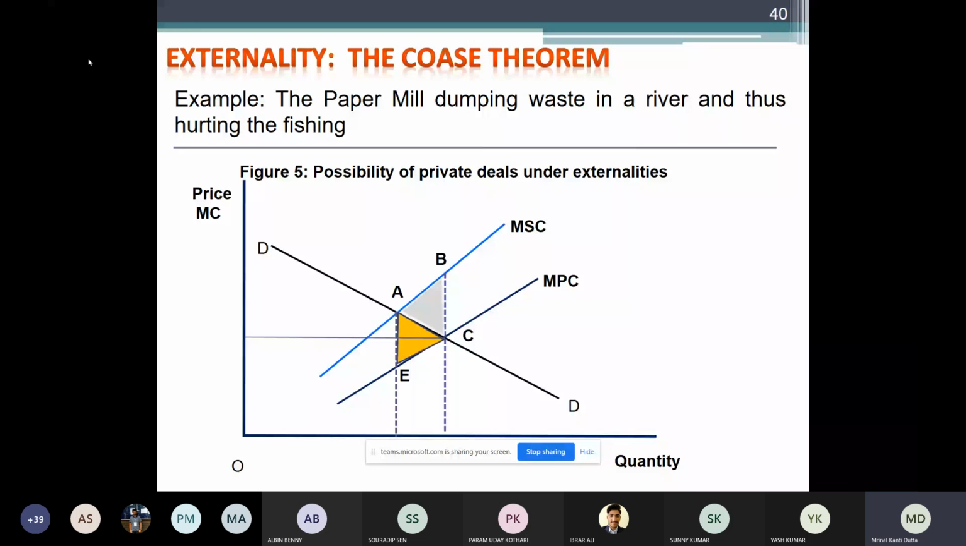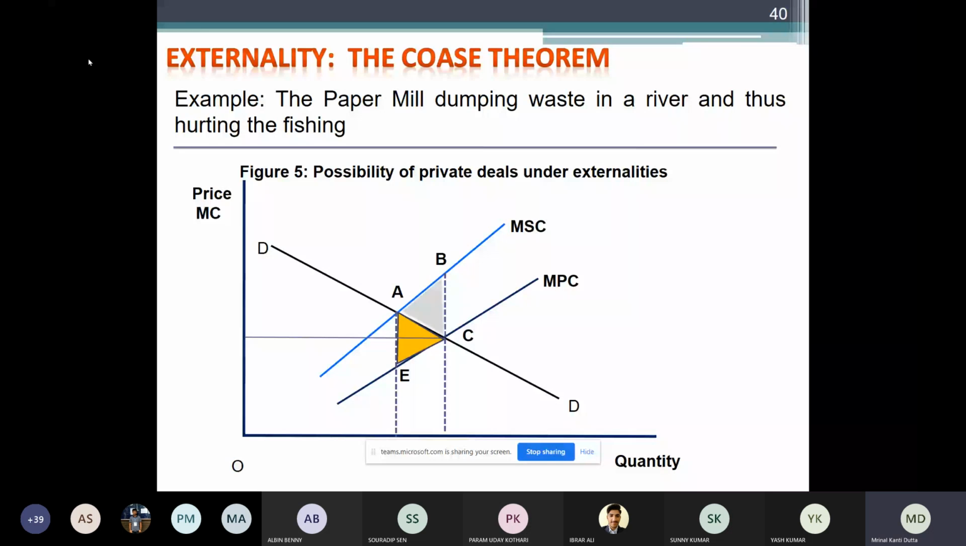Okay, so he'll be in a position to gain. So that's why he will be interested in bribing the paper mill owner so that he reduces the amount of paper production from OQ to OQ1. So that is the private deal, which might actually result in restoring optimality in the production process. So here there is no issue of intervention by the government. That is the crux of the Coase theorem.